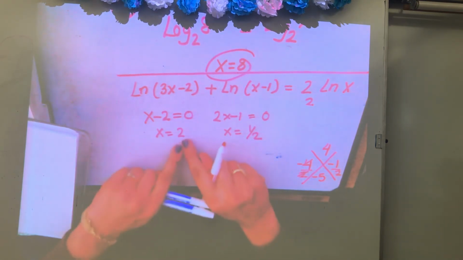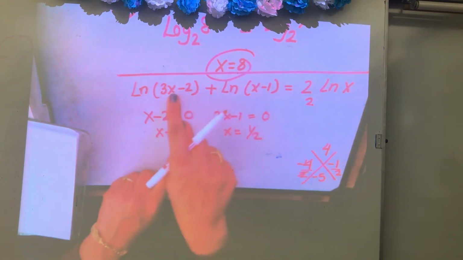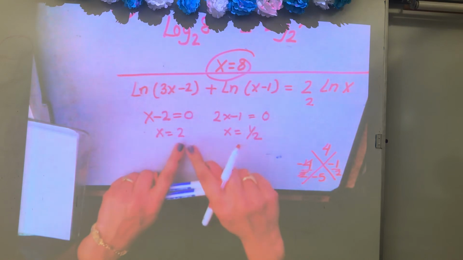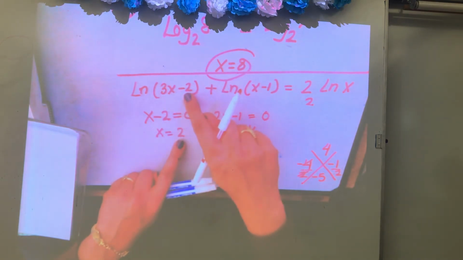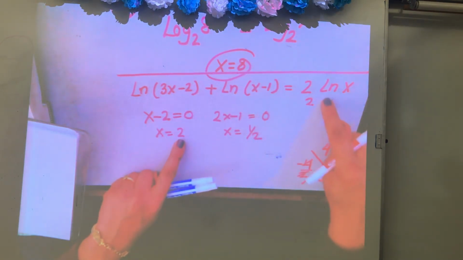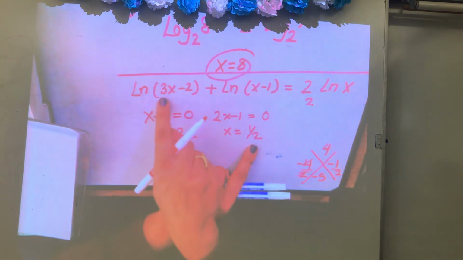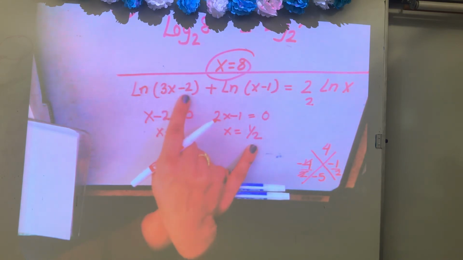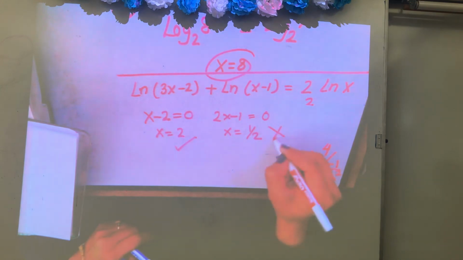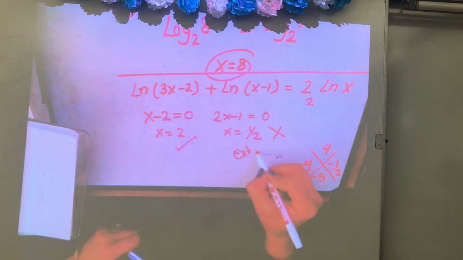If I take this 2 back into the original, do you think it would make any of the log expressions negative? Let's see. 3 times 2, 6 minus 2, nope. x minus 1 is 1, nope. Okay, so this is my real solution. Let's plug in 1/2. 3 times 1/2 is 1.5 minus 2. This is where the log becomes negative, so this cannot be your solution. That would be your extraneous solution.